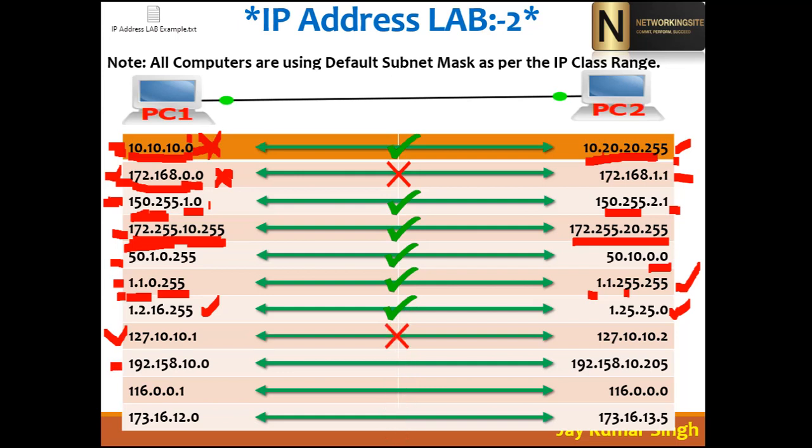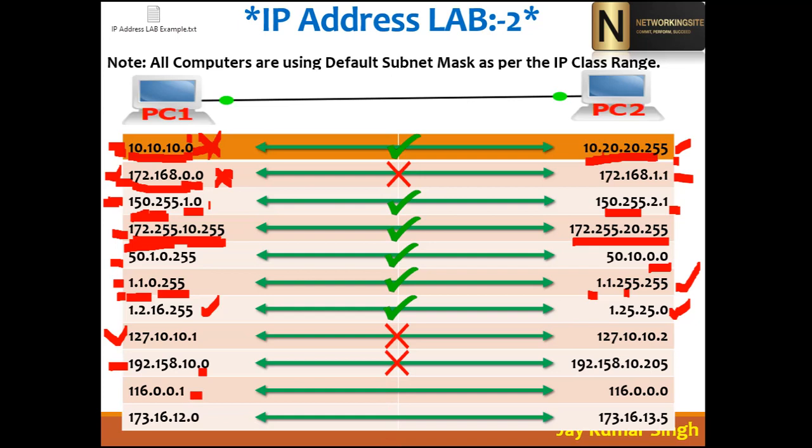Now tell me this one, 192. It will work. What? It is class C. My friend, how many host parts are in class C? Only one. And here is what? 0. I forgot about it. It won't work. Yes. Okay.